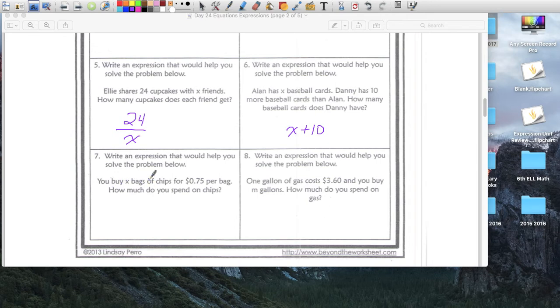Write an expression to solve. So you buy x bags of chips for 75 cents. How much did you pay? Well, each bag of chips costs 75 cents, and you can multiply that times x, right?